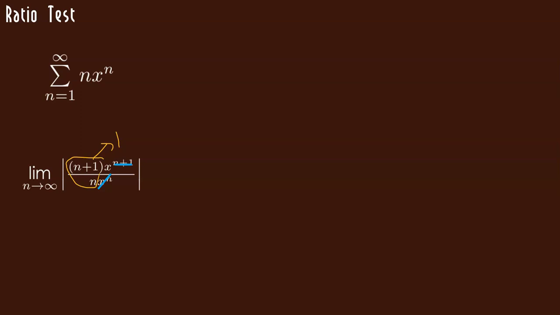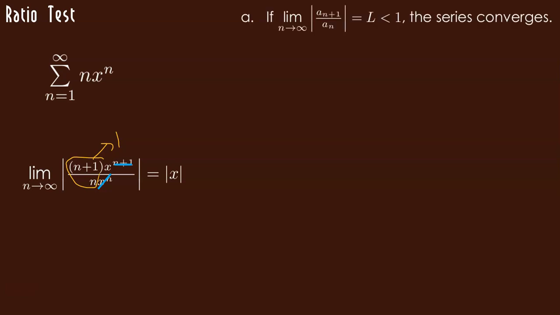So cleaning this mess up, I'm left with just the limit as n goes to infinity of the absolute value of x, which is just the absolute value of x. Now, since the limit has to be less than 1 for the series to converge, that means the absolute value of x has to be less than 1. Let's look at another one.